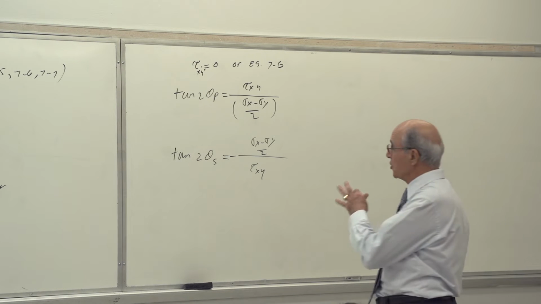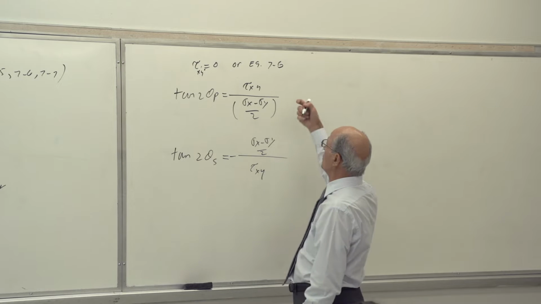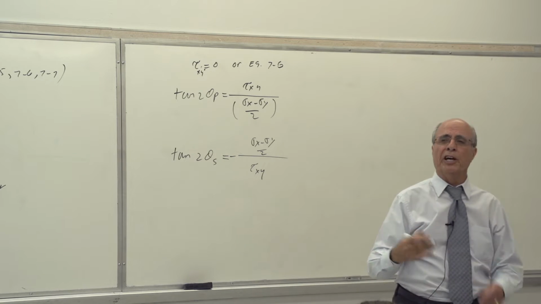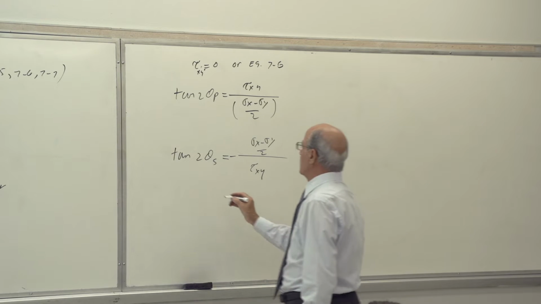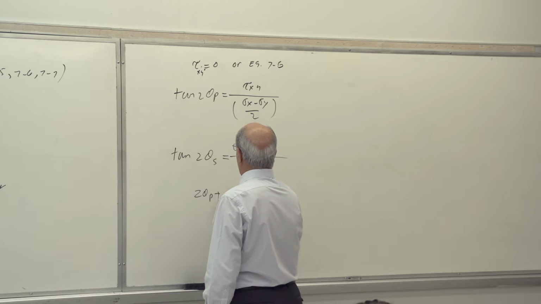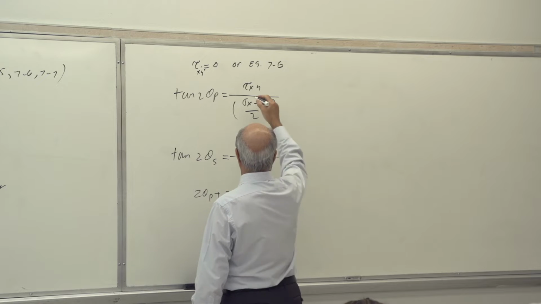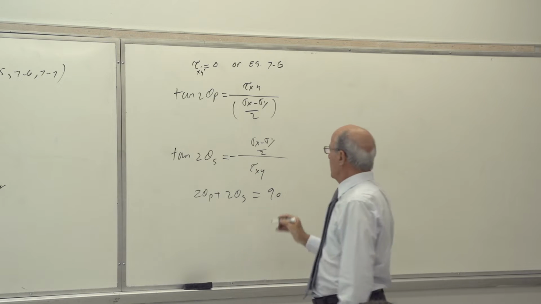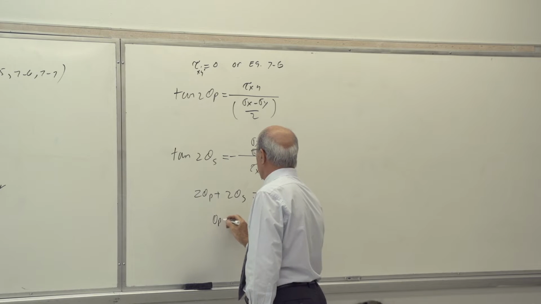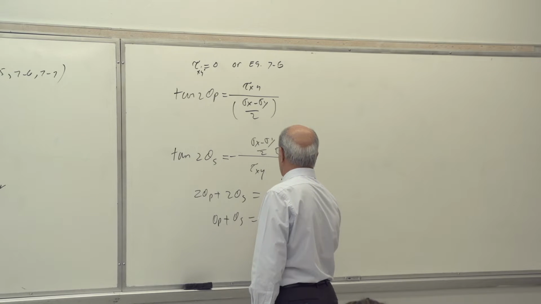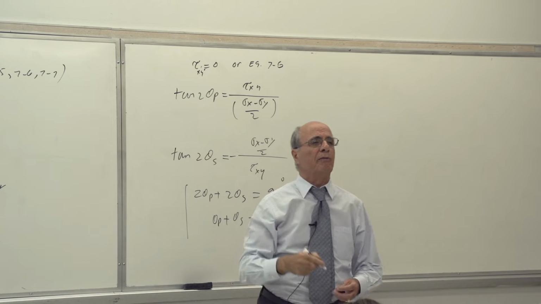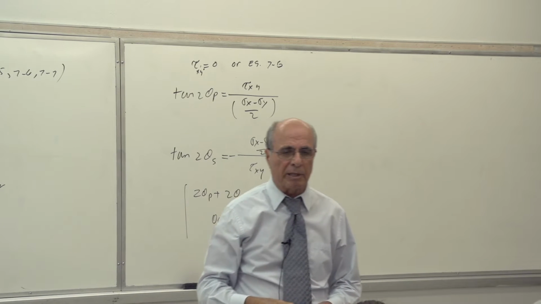Everybody understands. So the result is this, which is very important. If you calculate one, do not calculate the other one. It's a waste of time. Just use the 90 degrees. So what I'm saying is that 2 theta p plus 2 theta s, because of this relationship, must always be equal to 90 degrees, or theta p plus theta s must be equal to 45. Whether you use that or use the formula, I don't care. All the formulas will be given to you. Either way is correct. Is that understood?